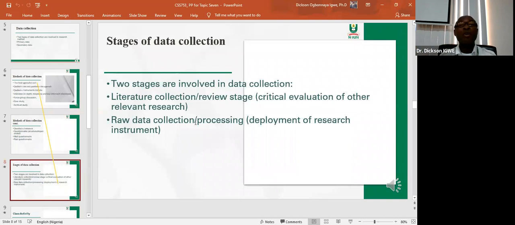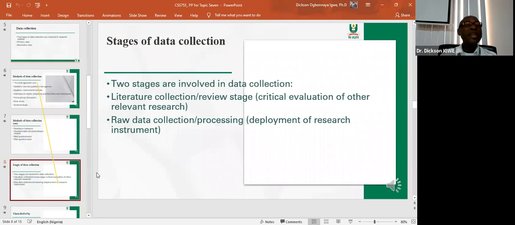Unlike in the raw data collection process, where you deploy research instruments to collect, here all you need is to be sure that you don't give room to extraneous variables that have nothing to do with your research.